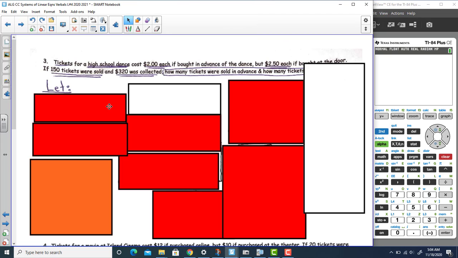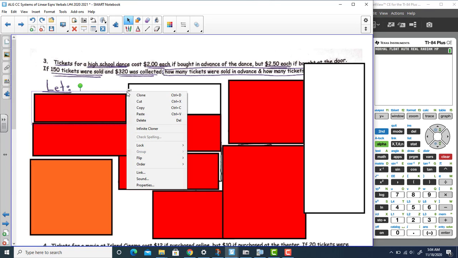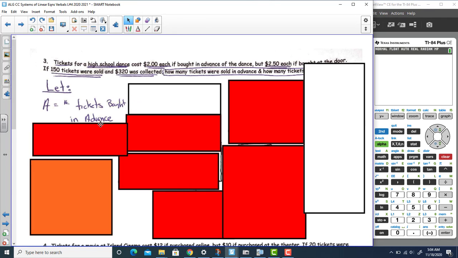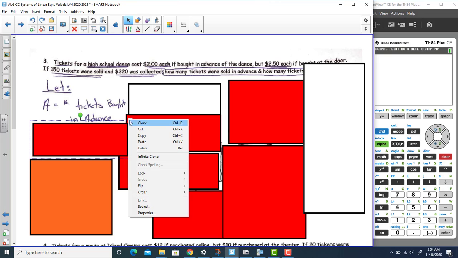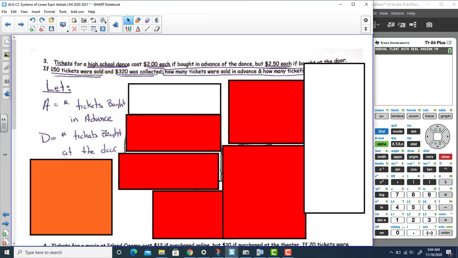If you took the time to pause the video and you wrote your own let statement, yours might look like mine. I'm looking for the number of advance tickets, so I'll call that A. A equals number of advance tickets purchased. And D would equal the number of tickets bought at the door. So those are my 2 variables describing the 2 amounts I don't know.